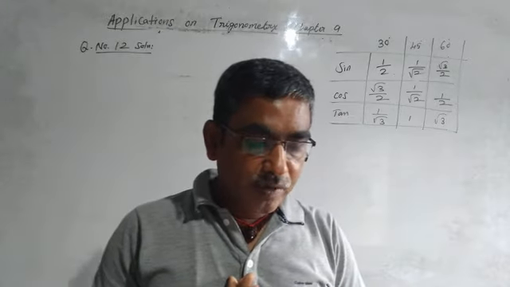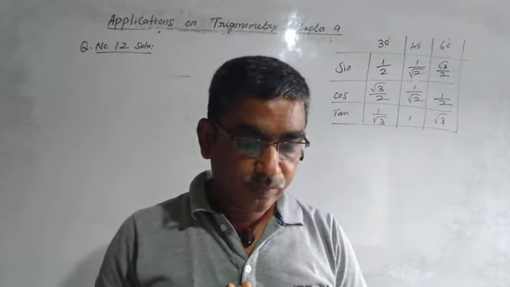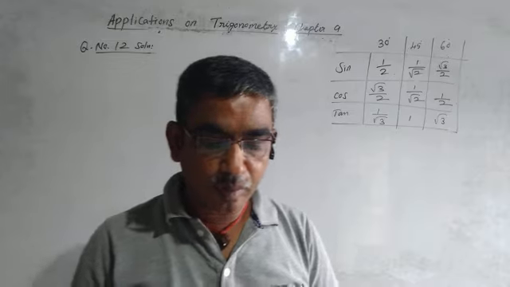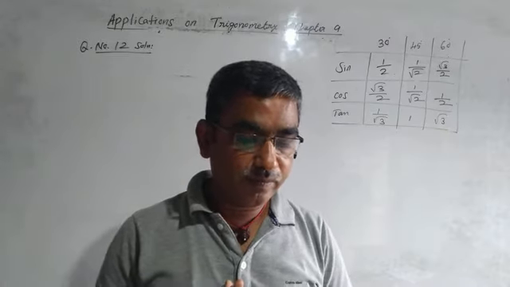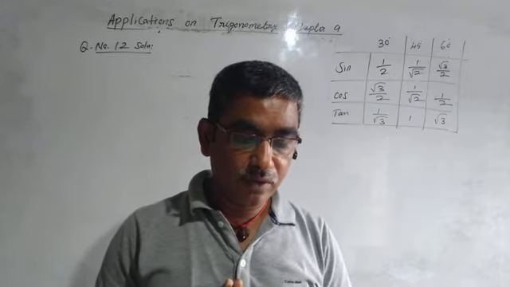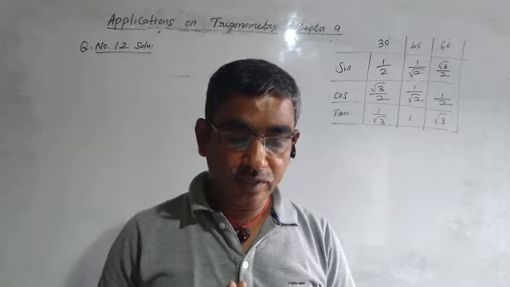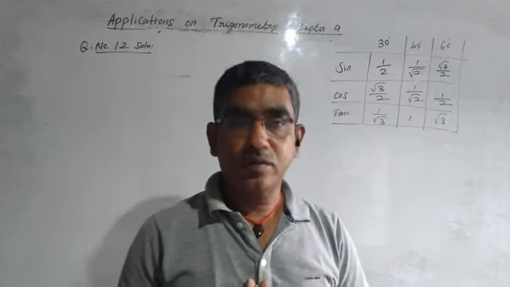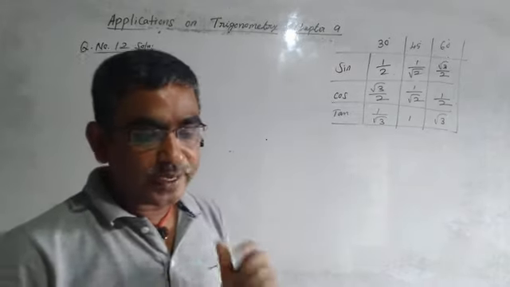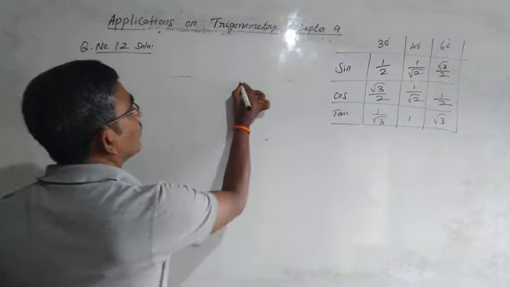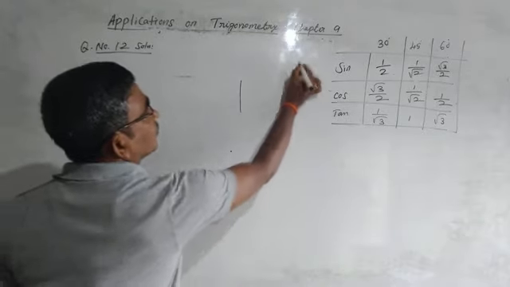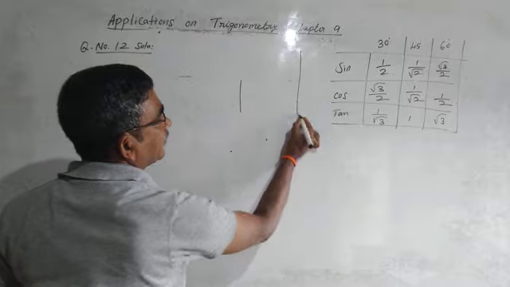From the top of a 7-meter high building, the angle of elevation of the top of a cable tower is 60 degrees and the angle of depression of its foot is 45 degrees. Find the height of the tower. So there is a building and a tower. The building is 7 meters high and we don't know the height of the tower.